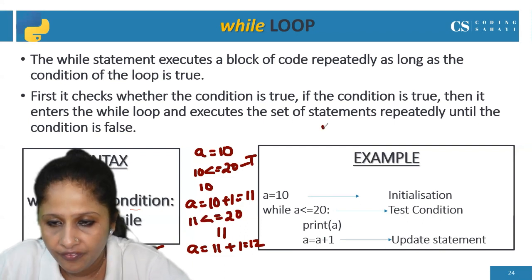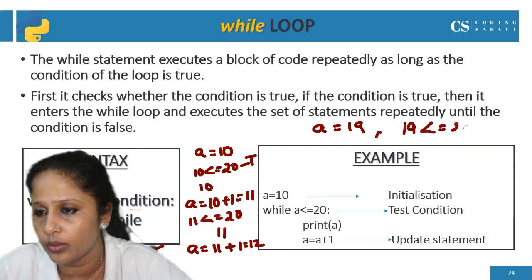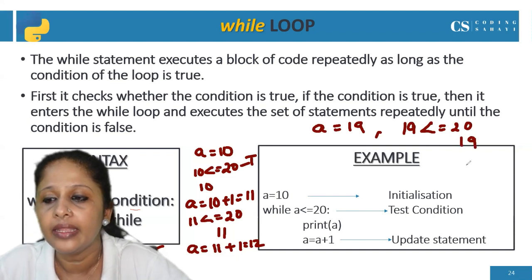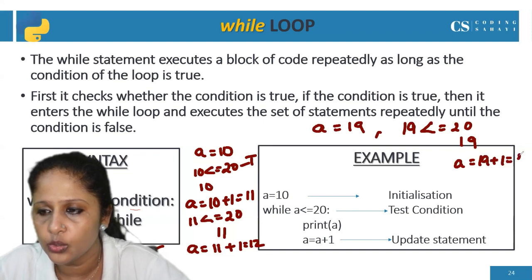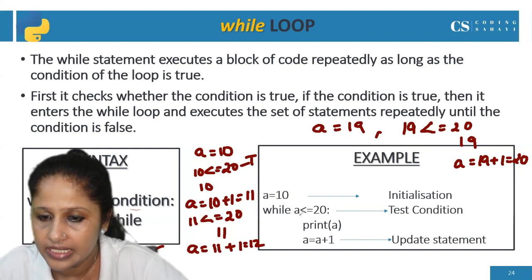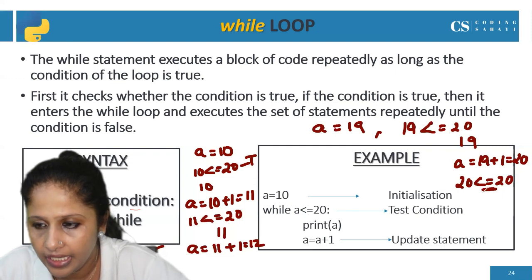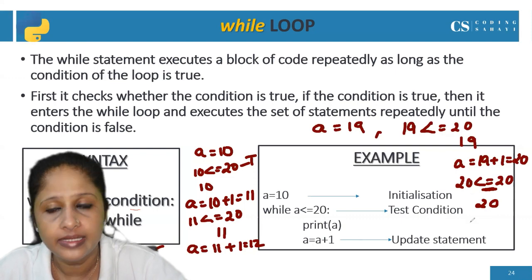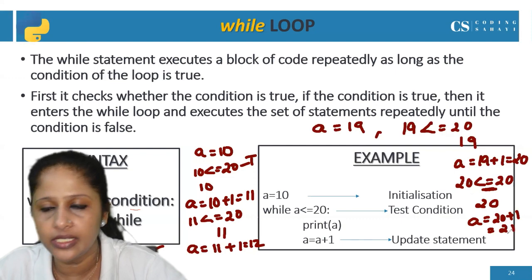So it checks, when a gets 19, it is checking whether 19 less than or equal to 20. It is satisfied. After that 19 will be printed. Then it is incrementing, that is a equal to now 19 plus 1, so you will get 20. Okay, so again it goes back and here it is checking 20 less than or equal to 20. Is it satisfied? Yes, because this equal to part is working there. So it prints the value of a. Then it is incrementing a equal to 20 plus 1. You will get 21, isn't it?